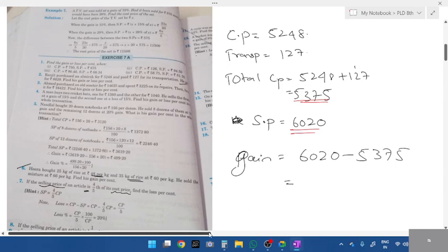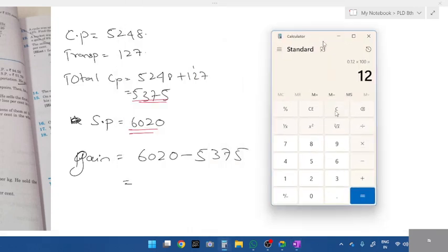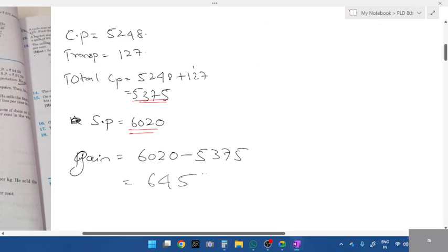What's the gain you all got, students? What is gain? No, no, gain, not percent. Just the gain. 645. See, you all calculate. Okay, but I'll use a calculator to do it a bit fast. 6,000 minus 5,375 is 625. If your answer is wrong, I'll do it step by step. Gain percent is equal to 645.